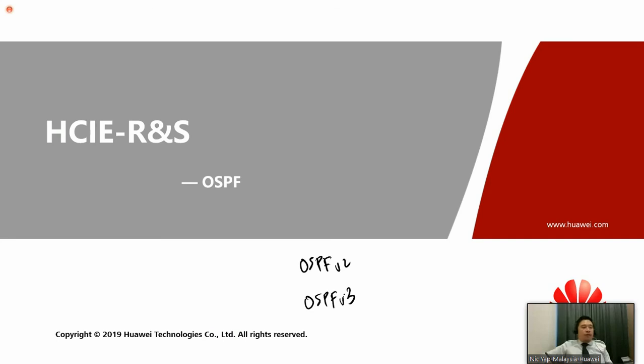Okay, so v2 is purely for IPv4, and v3 is for IPv6. They carry different LSAs to cater for the OSPF environment. But at the beginning, for sure, we need to go through a bit of the basic OSPFv2 first, just to give you some recall of what we learned on OSPFv2.